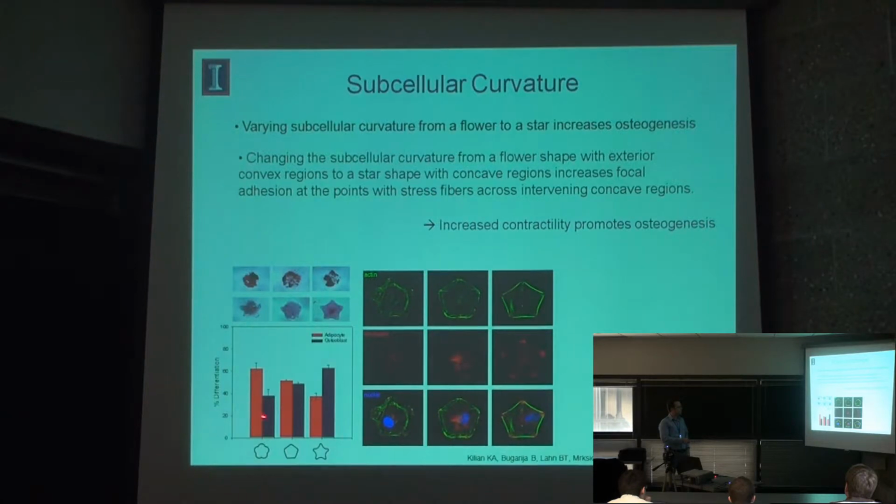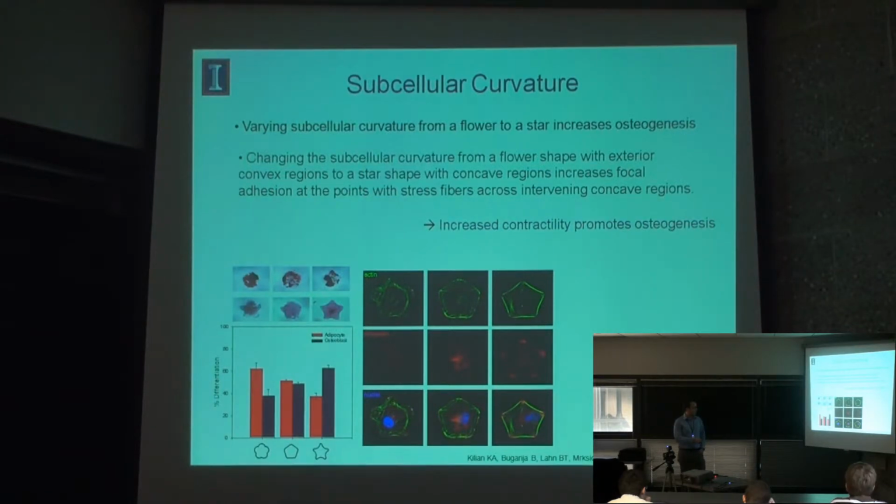And so when you expose them to the differentiation conditions, we find that going from this flower to a star shape, you see almost a complete lineage shift, where now on the star we see most cells are differentiating to bone cells. And consistent with the spreading and with the aspect ratio, when we do immunostaining for actin and vinculin for focal adhesions, we see that cells in the star geometry have a much higher degree of these bundle-like stress fibers between the points of the star.